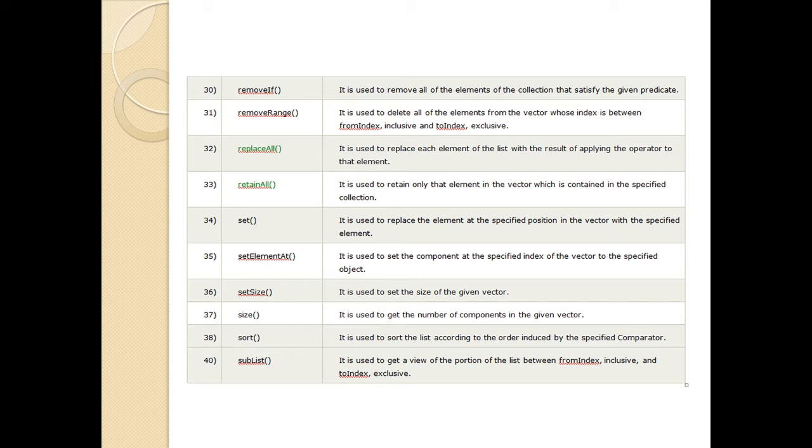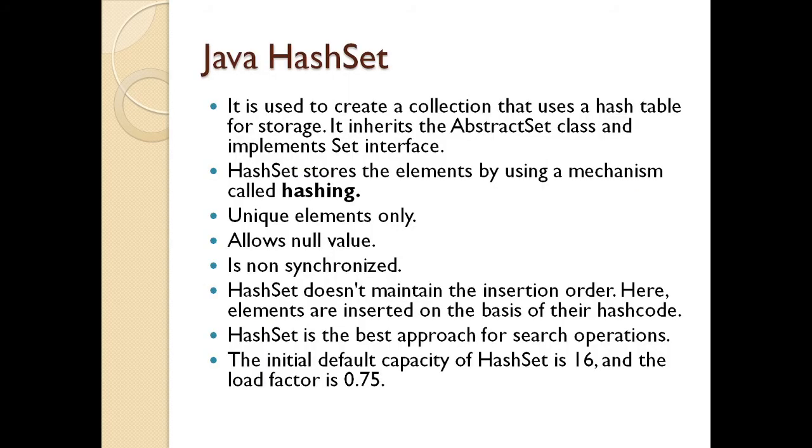Sort sorts the list according to the order induced by the specified comparator. And sublist is used to get a view of the portion of the list between a from index and a to index. Now the next collection framework we see is the Java hash set.